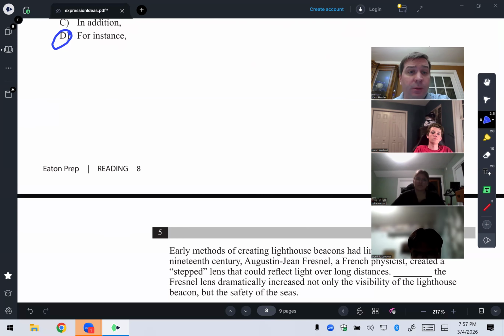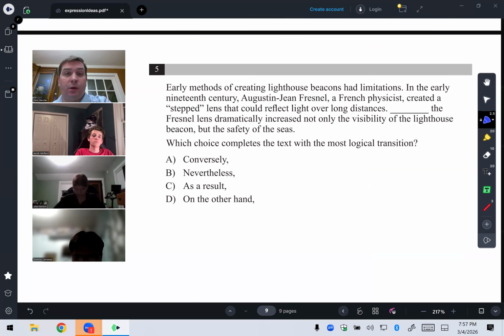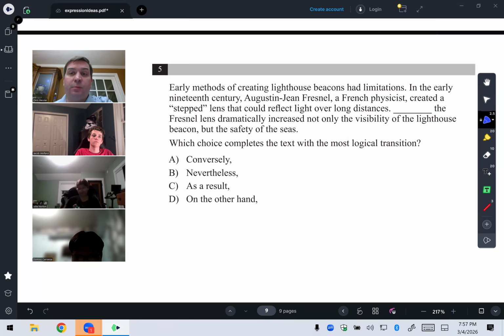Last one, number 5. Okay, early methods of creating lighthouse beacons had limitations. In the early 19th century, Augustin Jean Fresnel, a French physicist, created a stepped lens that could reflect light over long distances. Blank, the Fresnel lens dramatically increased not only the visibility of the lighthouse beacon, but the safety of the seas.